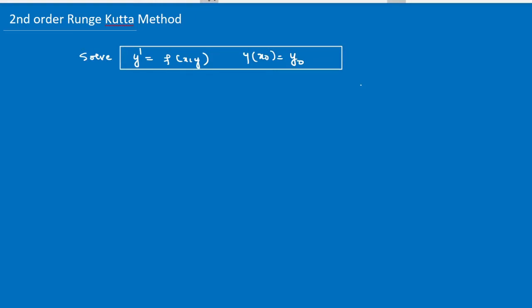Hello everyone. In the last few classes we were dealing with an initial value problem. Initial value problem is like this. y dash is equal to f of x, y, where y of x naught is equal to y naught. This is a first order differential equation with initial values y of x naught is equal to y naught.